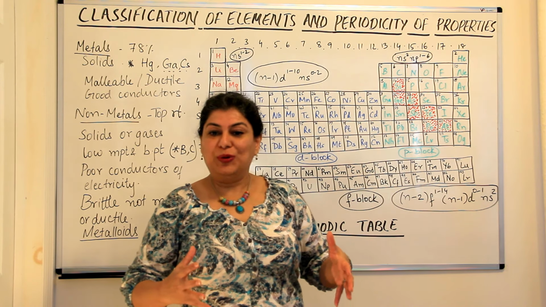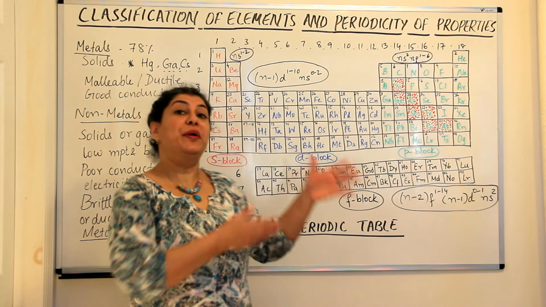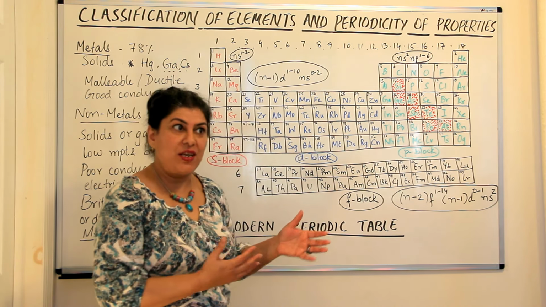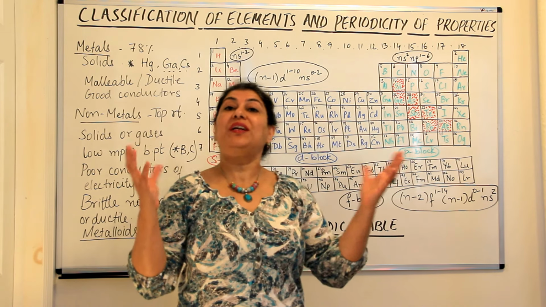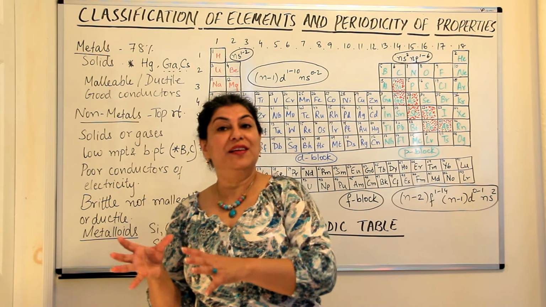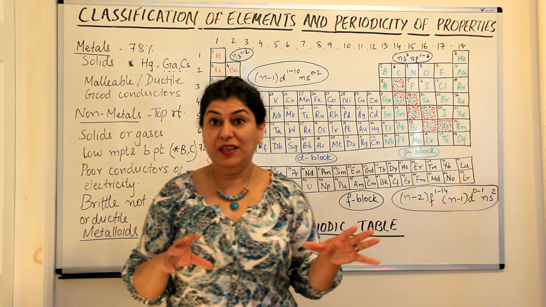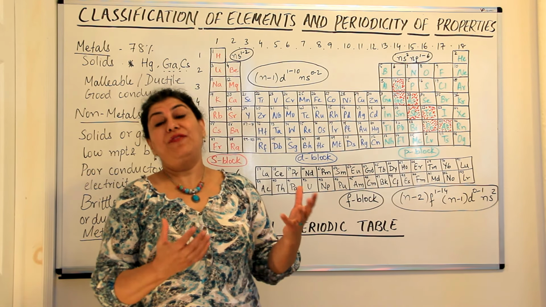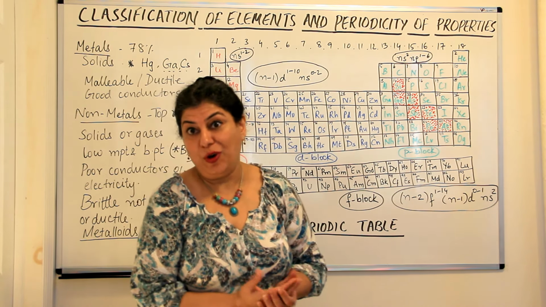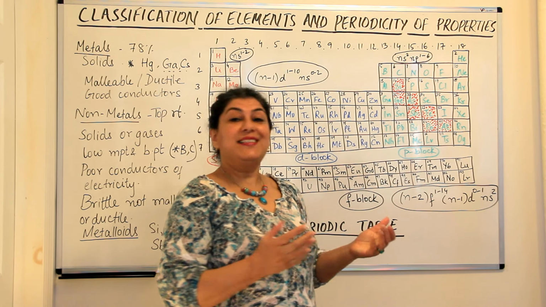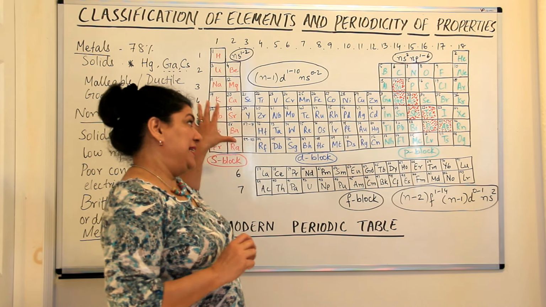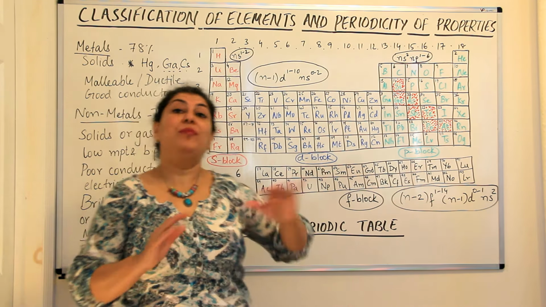So, although 78% of the periodic table is made up of metals, what we see around us on the crust of the earth, whether in the living or the non-living crust of the earth, we predominantly see non-metals. That's interesting, isn't it? But it is metals that form the widest variety of elements. Now, what are the properties of these metals?